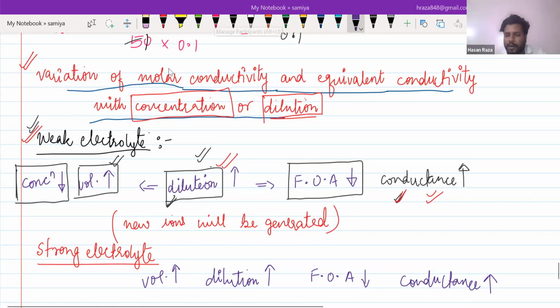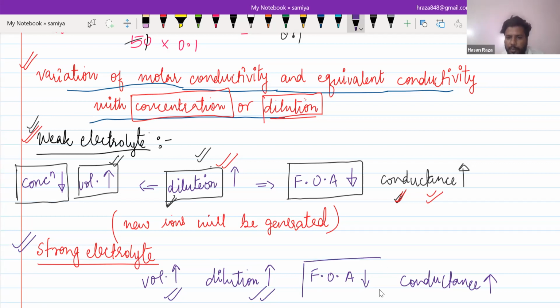Now see, for a strong electrolyte, if you are going to dilute it, that means volume increases. So particles are far away from each other. That means force of attraction between particles decreases. So they can easily move. So conductance increases.